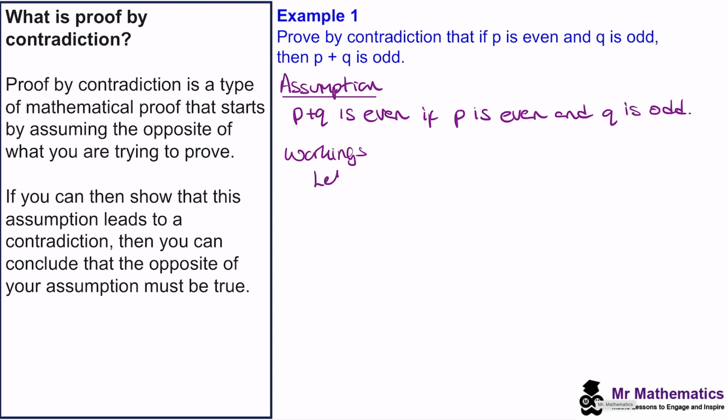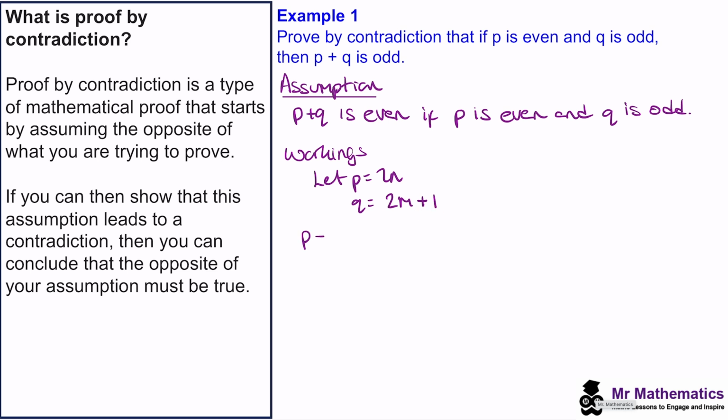And we can let P equal 2n. So this must be even. 2 times any number must be even. And then we'll let Q equal 2m plus 1, where m is a different number than n. So an even plus 1 must be odd. So we have our P is even and our Q is odd.